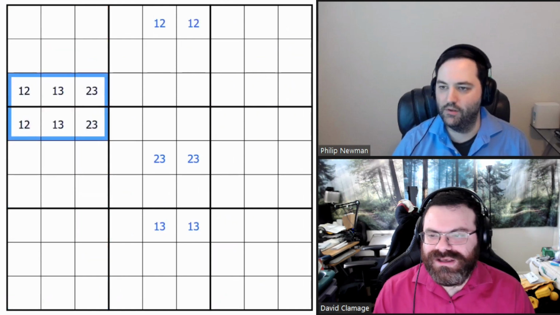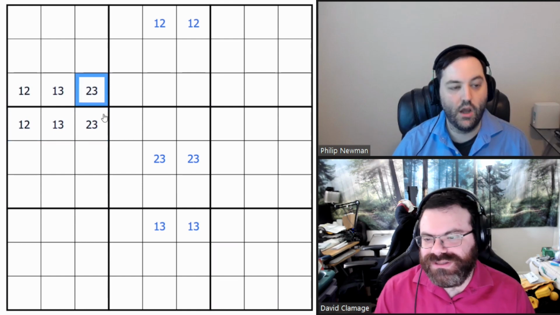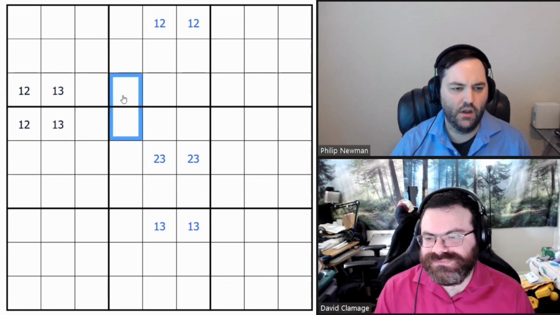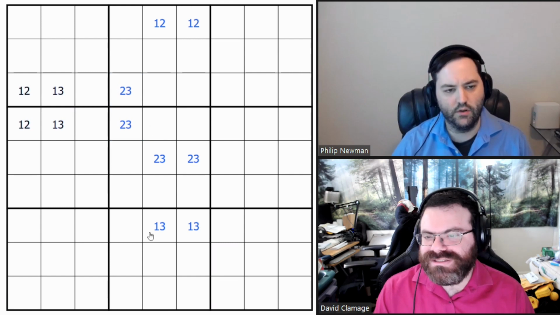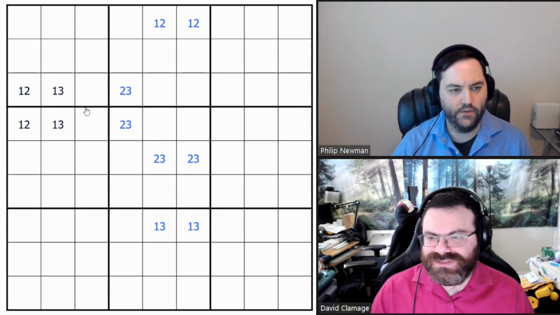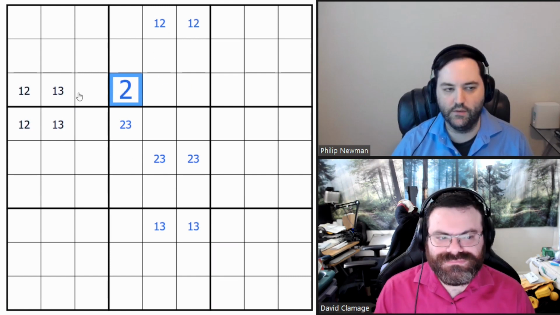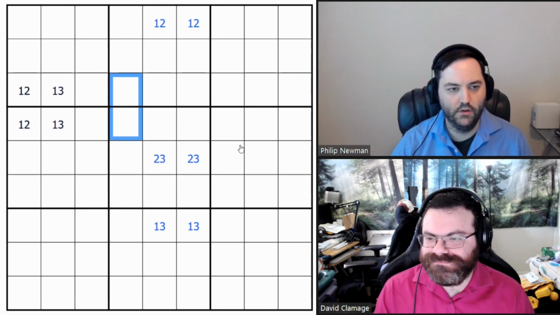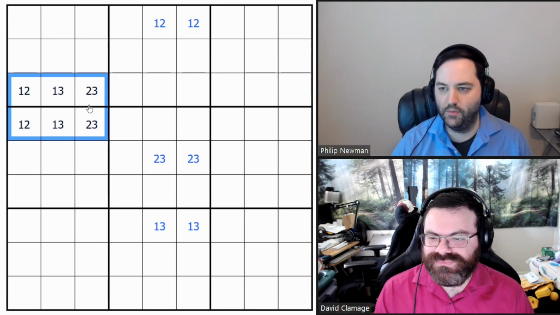I haven't tried. Maybe. I guess what I'm asking is if that 2-3 pair were in column 4 instead of column 3. Oh, if it were over here? Yeah. I don't think it works in that case. Right, because of the box. Yeah. So if I determine this as a 2 based on this box, that disintegrates the whole thing. Right. So yeah. For this particular pattern, the columns all have to be in the same stack.